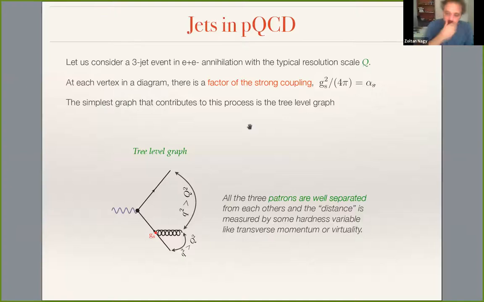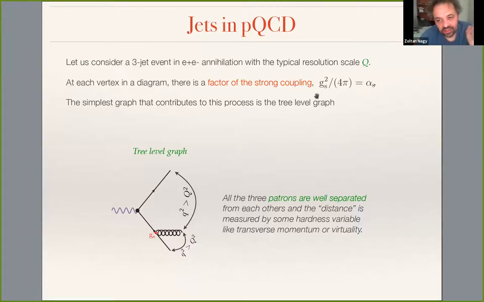Okay, so this is what we can see in the detector. This is the phenomenon that you can observe. And of course, we have to understand from the theory point of view what happens and how to calculate such a cross-section that actually describes this jet event. So let's consider a very simple case, e+e- annihilation, and let's consider a three-jet event. And we would like to see and measure three-jet events.